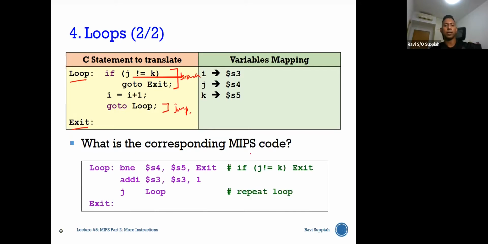So that is how you can translate. You can see that here I can say that if S4 not equals to S5, then I go to exit. If not, I do the addition and then I jump to loop.